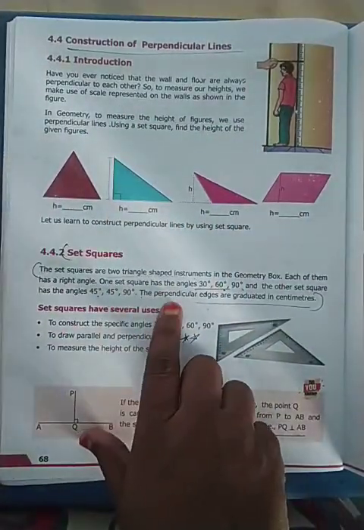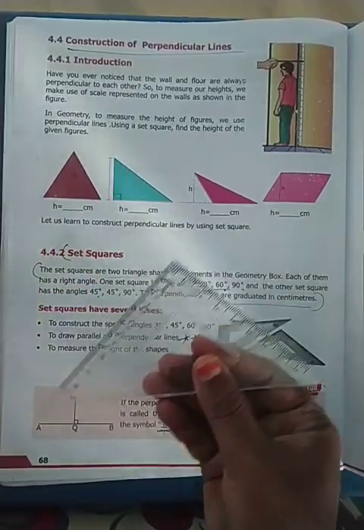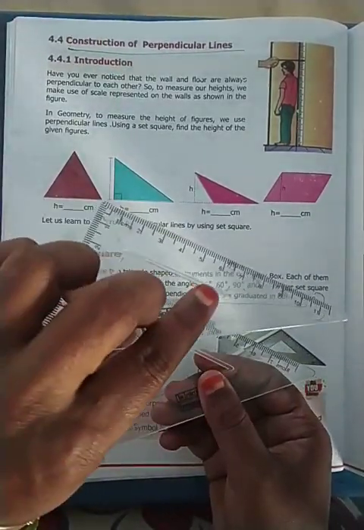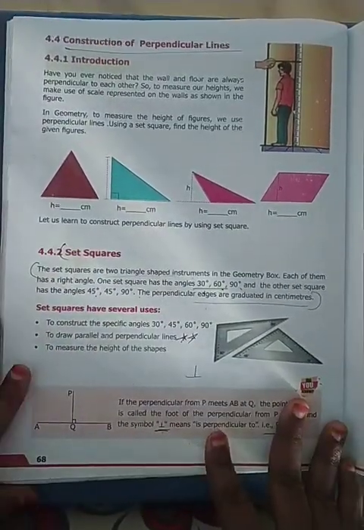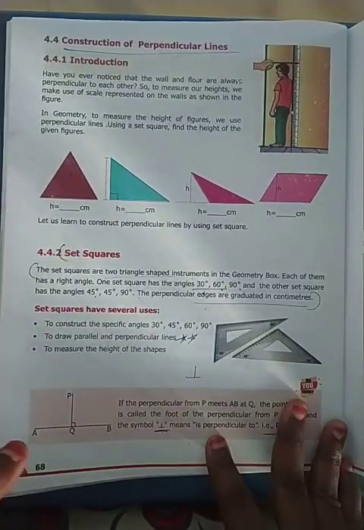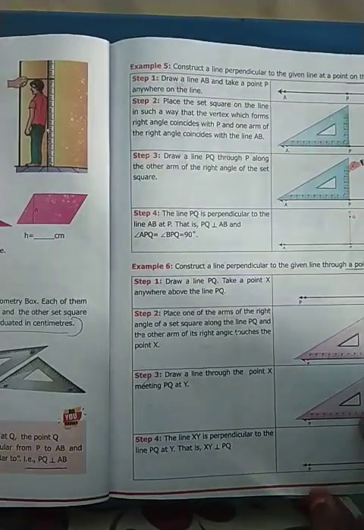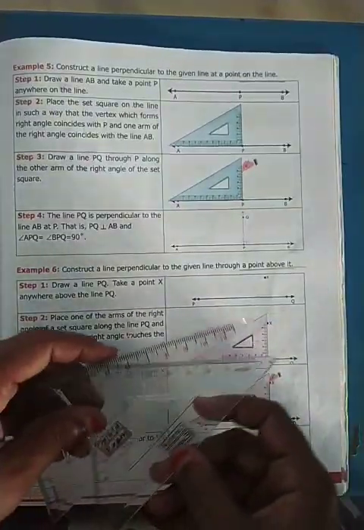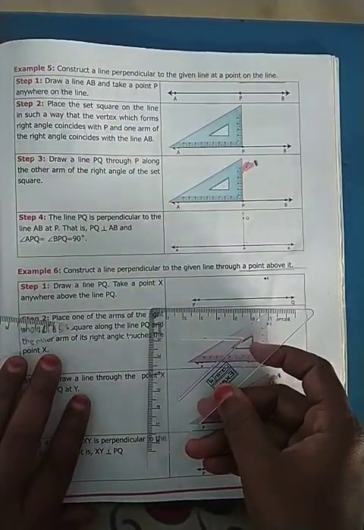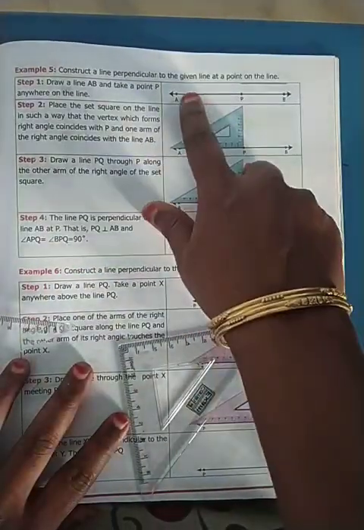You can say these are isosceles triangles. This is an isosceles triangle. This is a scalene triangle. Okay. Now we are going to draw the perpendicular line. There are 2 ways you can draw the perpendicular line. Perpendicular line means I am going to draw a line which is at 90 degrees to the given line. So I will have 2 ways.